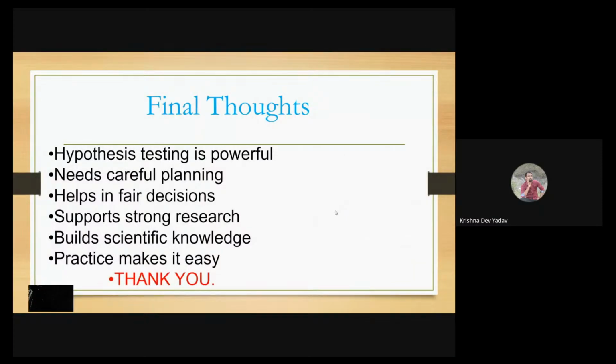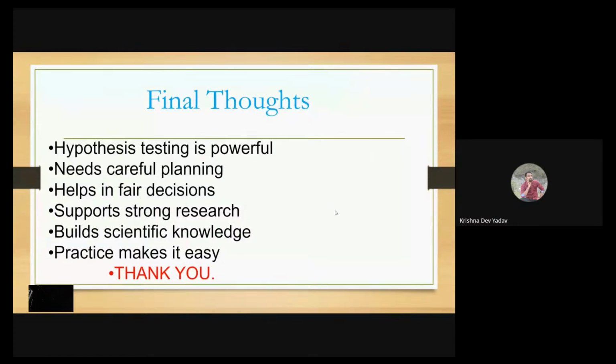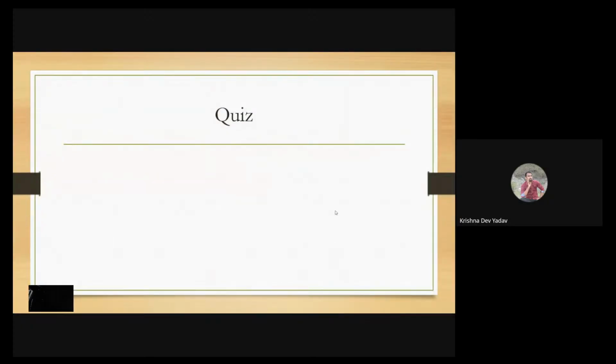And in my final thoughts, at last, in the end, hypothesis testing is a very useful and powerful tool. It needs careful steps and thinking. The researcher makes fair, informed decisions. And just like any skill, the more we practice, the better we get at it. Thank you. This was my presentation, and I have taken only one question for the quiz because of limited time. In the quiz, here is the question.